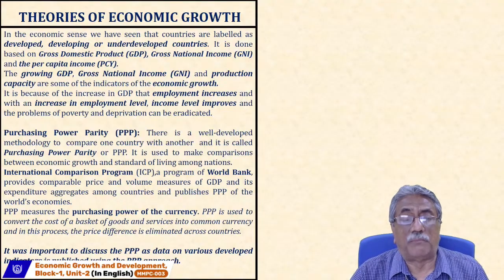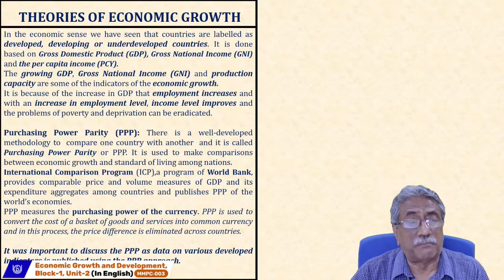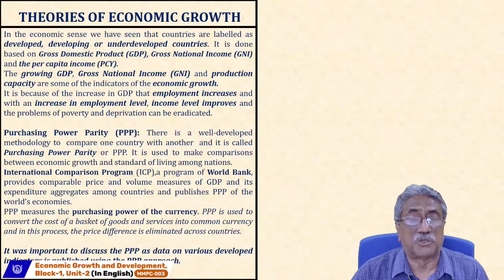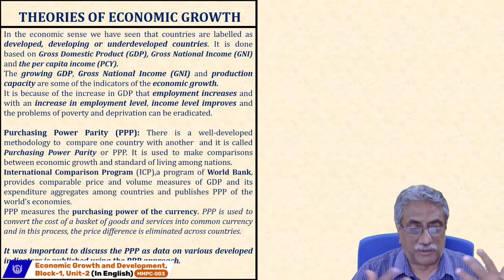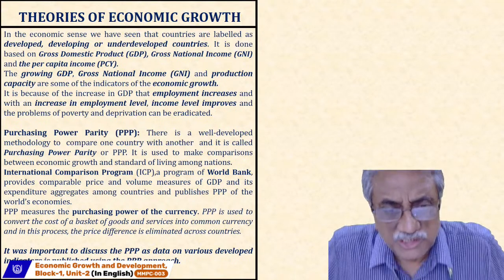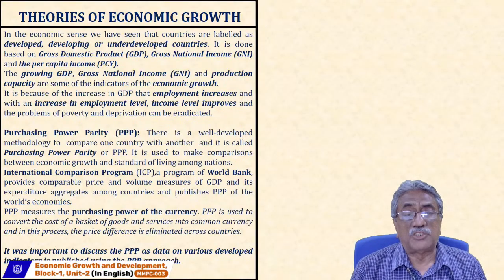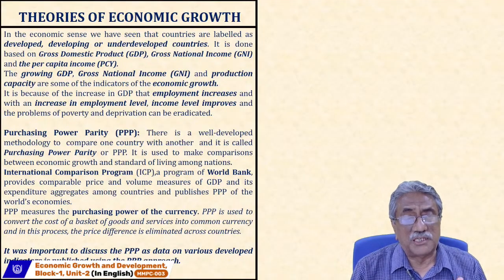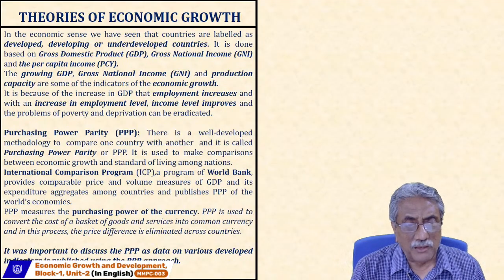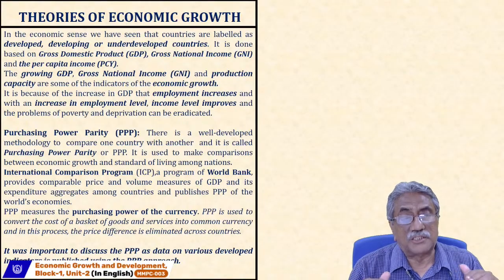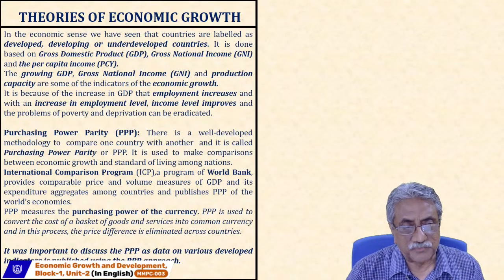International Comparison Program, a program run by World Bank, provides comparable price and volume measures of GDP and its expenditure aggregates among countries and publishes this PPP, and you can compare. This is a famous McDonald's economy concept where you compare the price of McDonald's burger in different countries, and then you can see that at what price they are buying. Okay. And you can understand the standard of living in different countries.